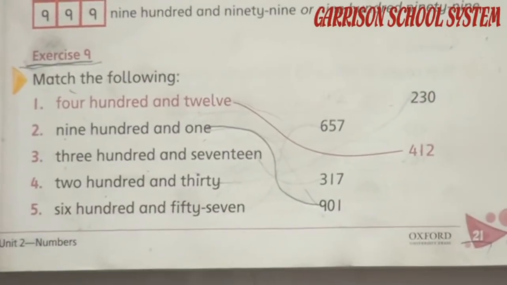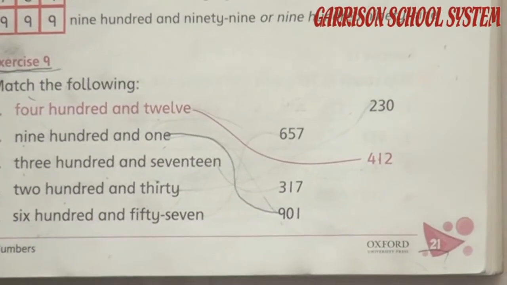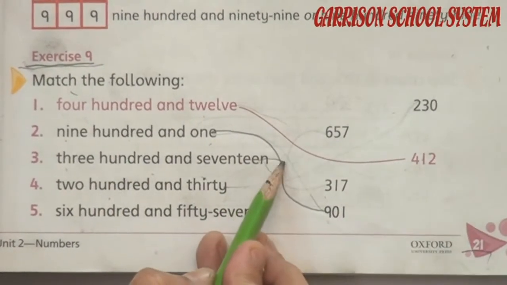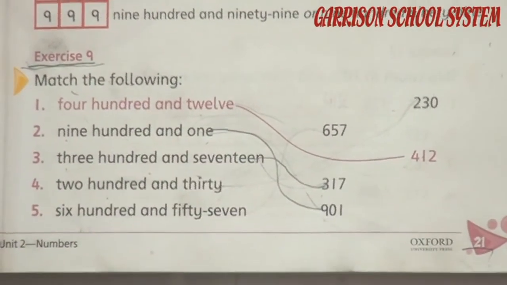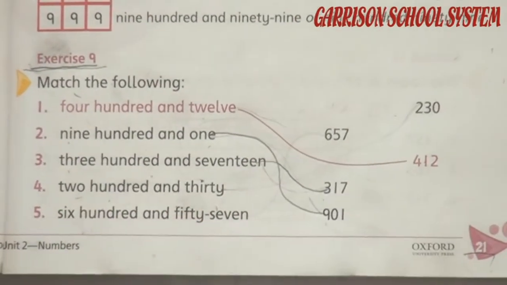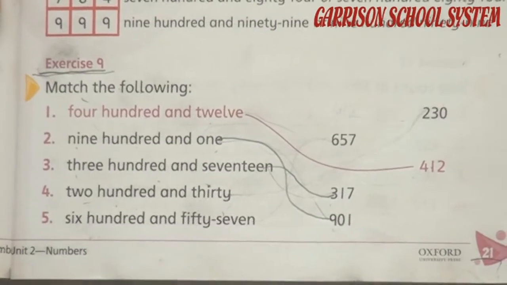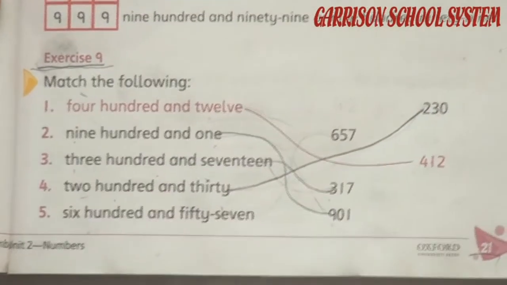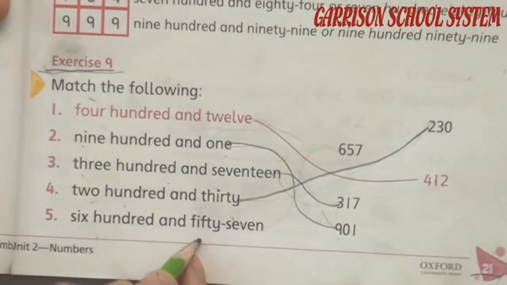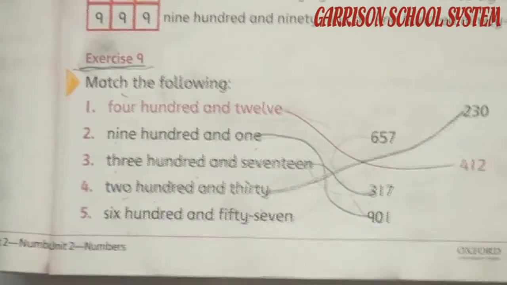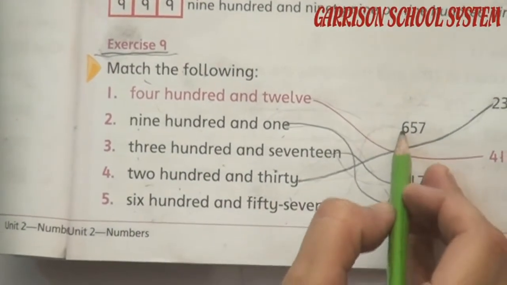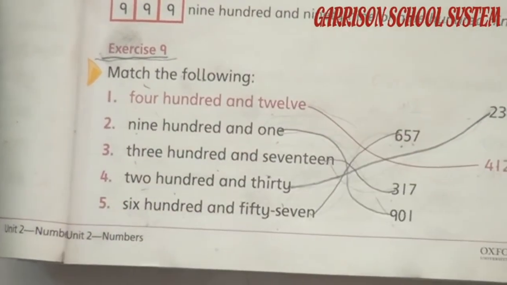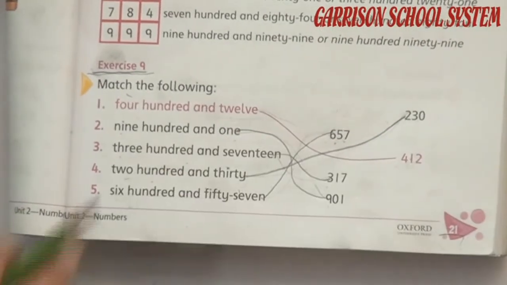317. Where is 317, students? Which number is starting from 3? Here is number 317. We have to match these numbers. Next is 230. Where is 230, students? We have to match with 230. Next is 657. Where is 657? This is our 657. We have to match it with this. Okay, students? Here is matching. We have to match these numbers.